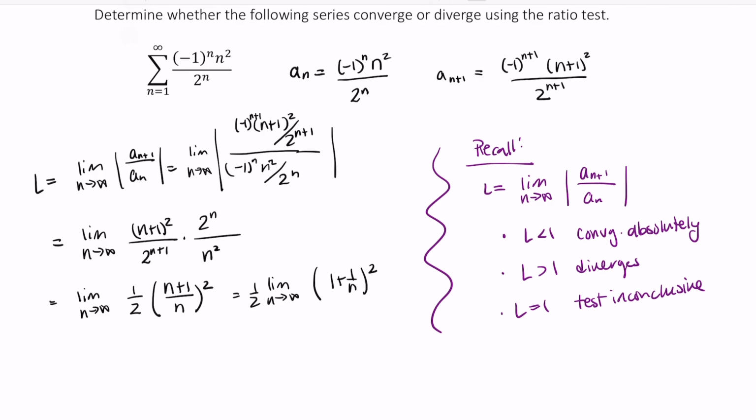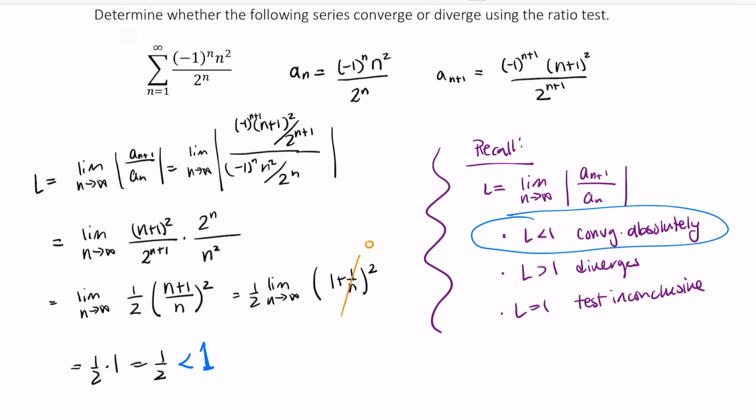Now, as n grows large, the 1 over n will go to 0, and we're really just left with 1/2 times 1, which is 1/2. Now, this tells us, since 1/2 is less than 1, this is the number 1, not an I, not an L, it's a number 1. Since it's less than 1, we're in this case here, and the series converges absolutely by the ratio test.